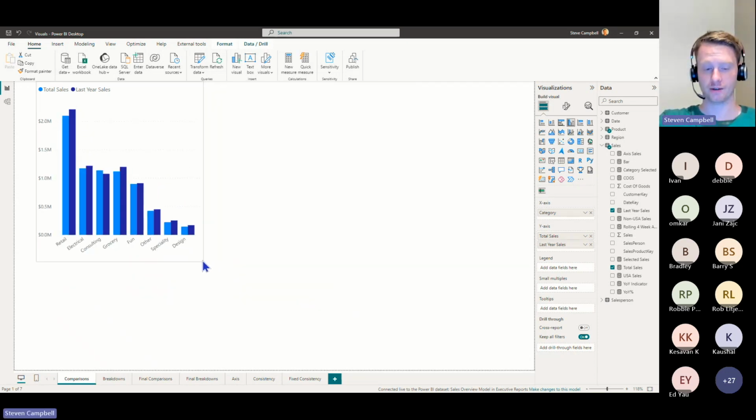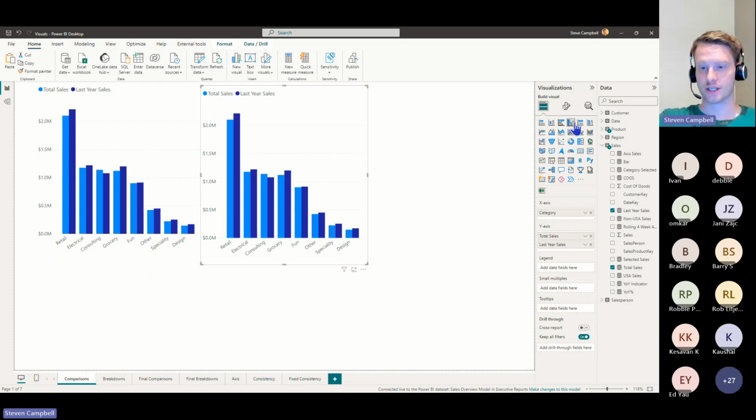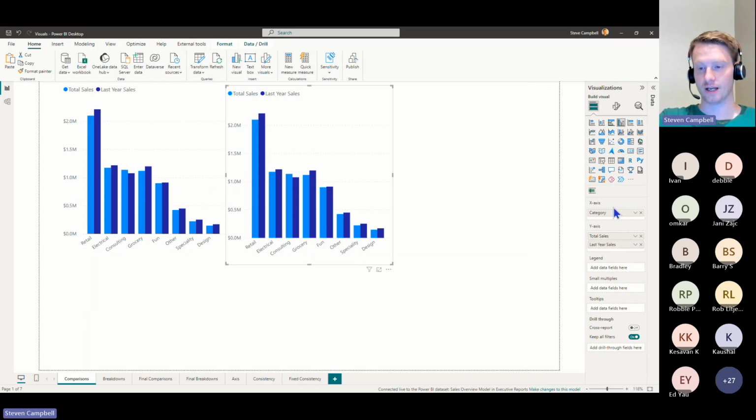A couple of tips I like to do. I'm just going to copy this graph and put it here. So you'll see this is just a column chart. We've got category on the x-axis and then total sales and last year's sales. One of my favorite tips when I'm doing this sort of graph, where I'm showing total sales by a category, not over time, so we can't use line graphs.